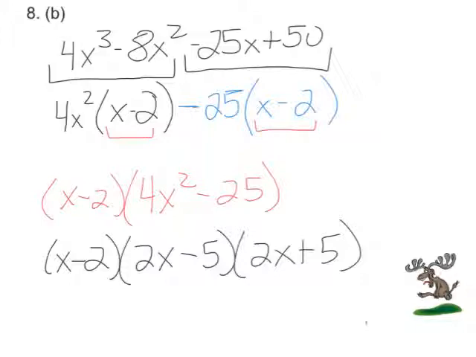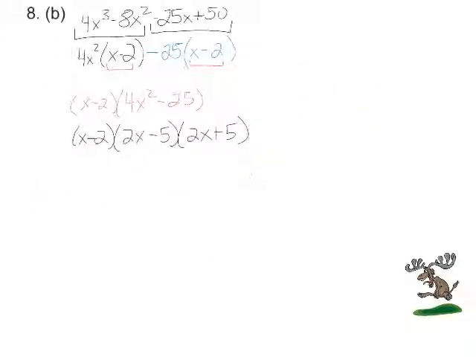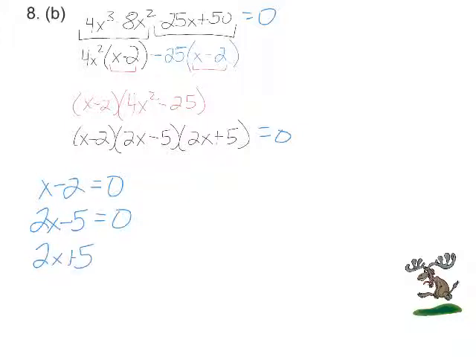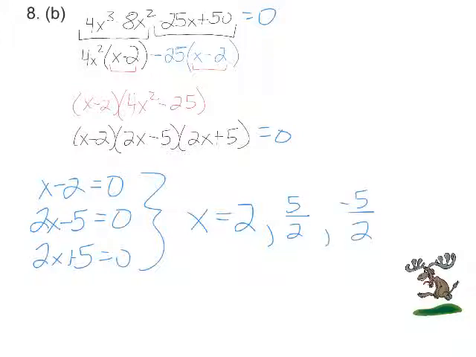Okay, we're going to take a similar approach for 8b. Once we have the equation factored, in order to set it equal to 0, we apply the zero product property. So either the first term is equal to 0, the second term is equal to 0, or the third term is equal to 0. And that gives us three answers, either x equals 2, x equals 5 halves, or x equals negative 5 halves. So there's our three answers for 8b.